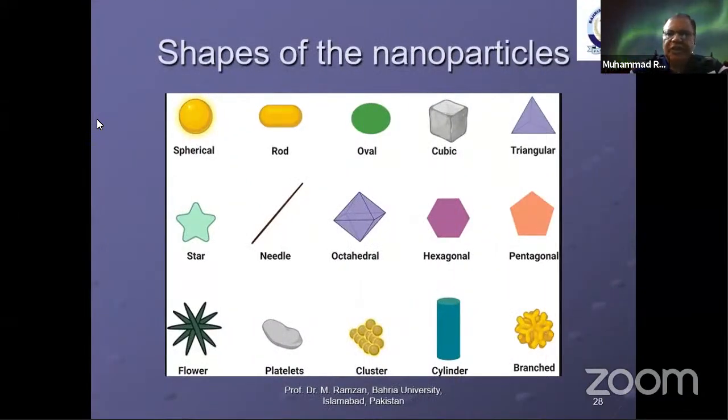The shapes of the nanoparticles, you can see, can be spherical, in the form of rods, oval, cubic, triangular, star, and so on. You can see the platelets, the flower, the spherical. It is observed that the platelet-shaped nanoparticles carry maximum velocity, whereas the brick-shaped nanoparticles are the best to enhance thermal conductivity. And the spherical nanoparticles are a good option for drug delivery.